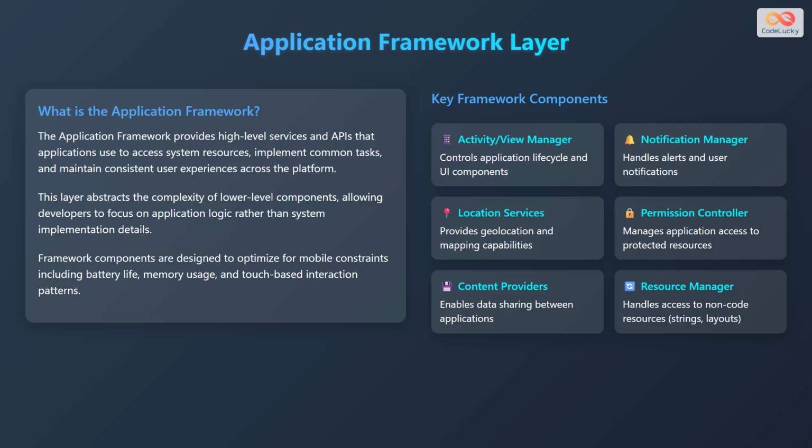The application framework provides high-level services and application programming interfaces, that is APIs, which applications use to access system resources, implement common tasks, and maintain consistent user experiences across the platform. This layer abstracts the complexity of lower-level components, allowing developers to focus on application logic rather than system implementation details. Framework components are designed to optimize for mobile constraints, including battery life, memory usage, and touch-based interaction patterns.